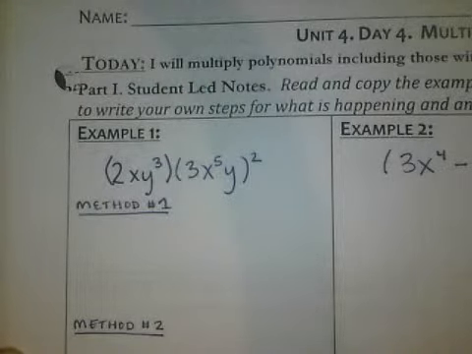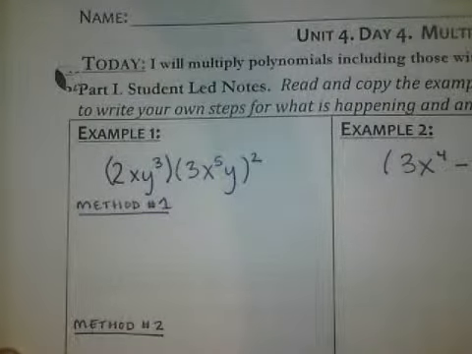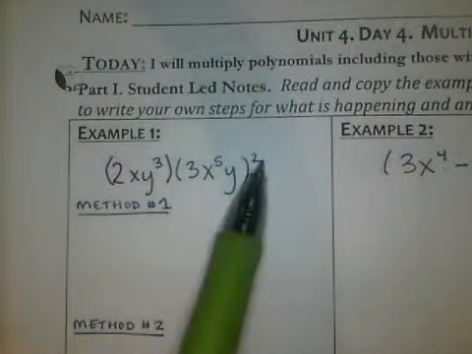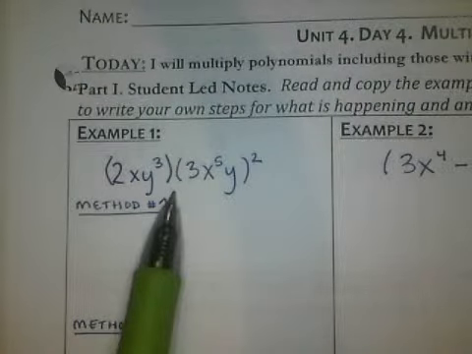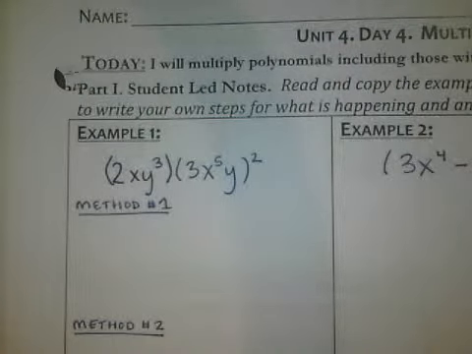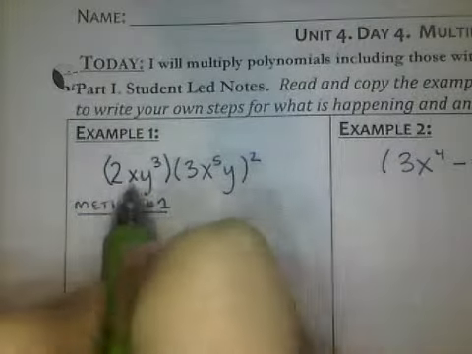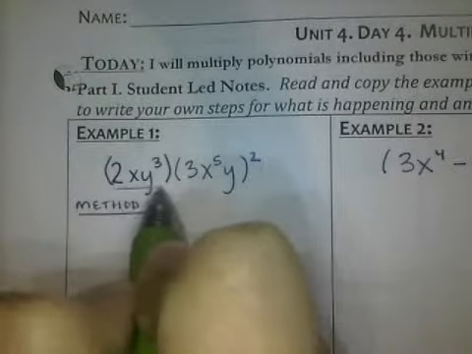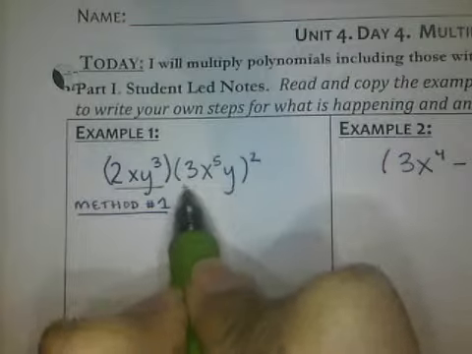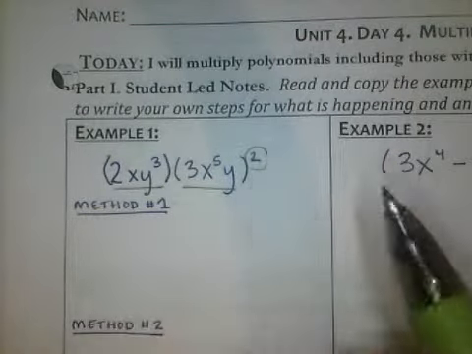In this case, I want to just take a moment to clarify one of the most common mistakes that I see, which is how to negotiate an exponent that's outside parentheses. I'll show you two methods for this first problem. So basically what we have is one monomial right here, and we're multiplying it times another one that's raised to a power of 2.